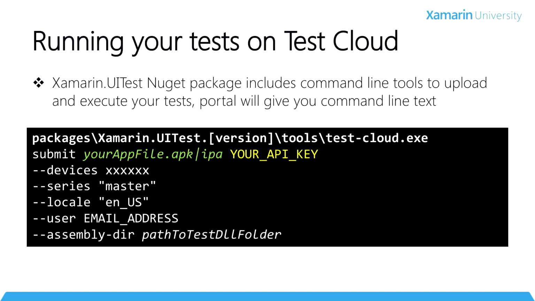On the Mac, you're going to use Mono to run the Test Cloud tool. And you have to include the APK or bundle, the API key for the team, the device hash to use on Test Cloud, your email address account, and the locale to run on. Now, if you look at this command line and wonder how you're going to remember all this, well, it turns out that the Test Cloud portal will help you out here.